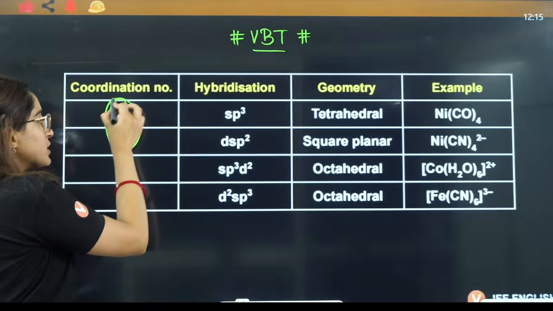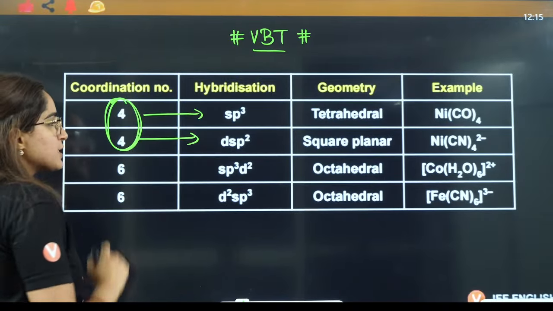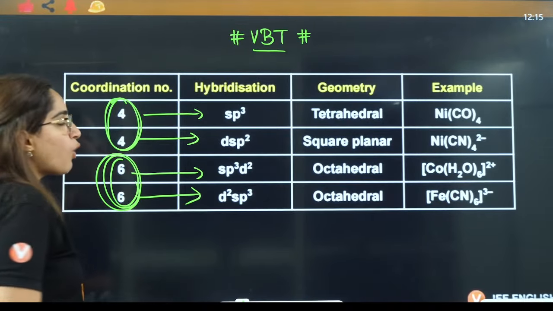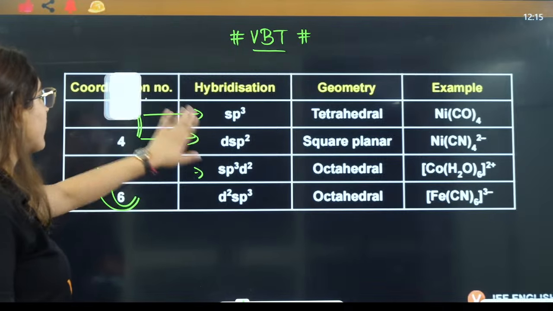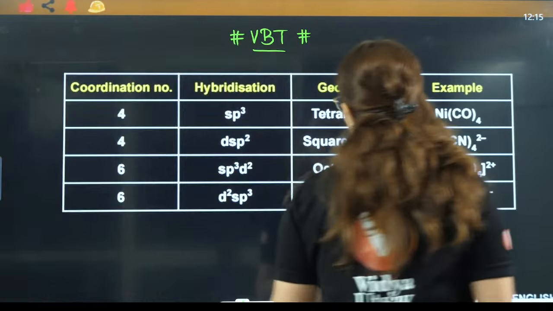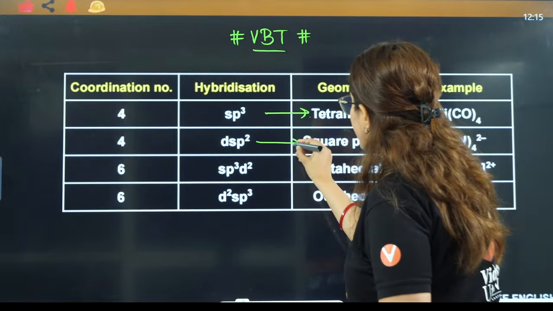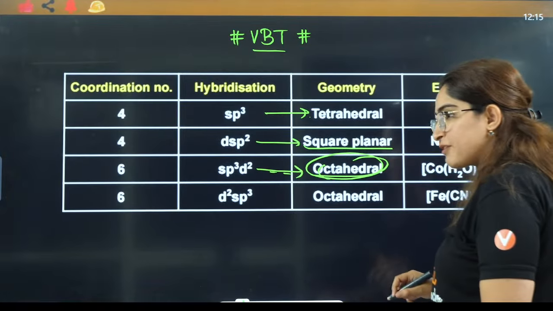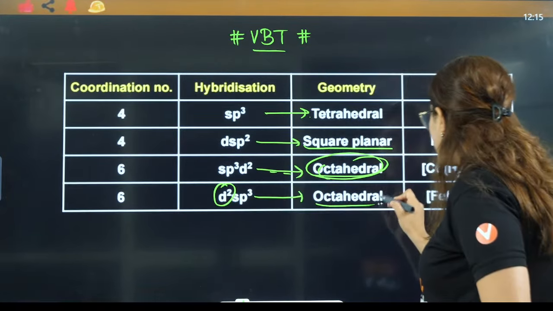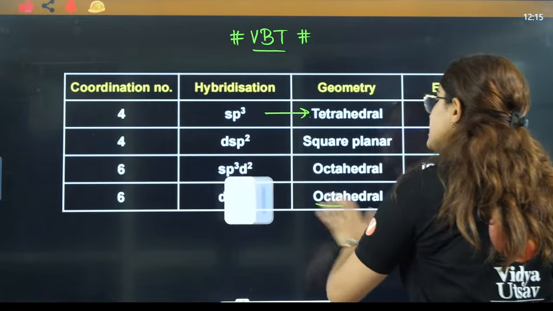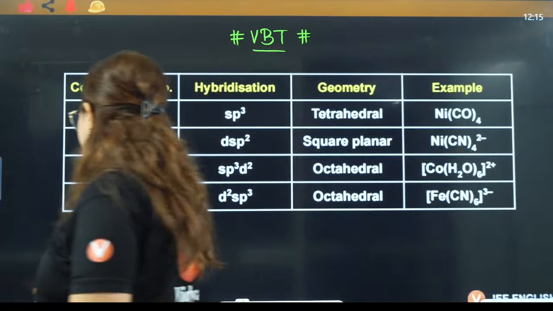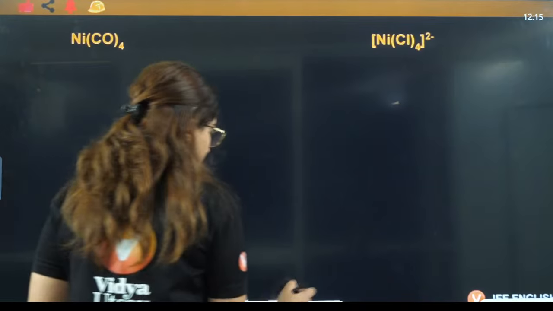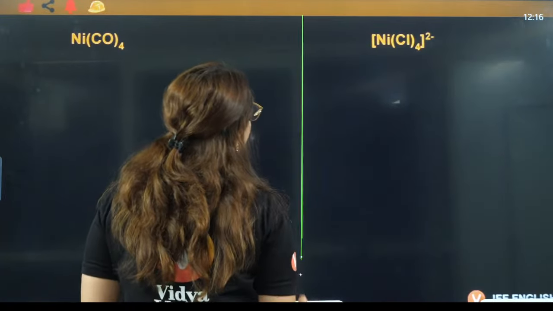If coordination number is 4, either it can have sp3 or dsp2 hybridization. If coordination number is 6, either it can have sp3d2 or d2sp3 hybridization. If it is sp3, it is regarded as tetrahedral. If it is dsp2, it is square planar. sp3d2 is outer octahedral, and d2sp3 is inner octahedral. Now one by one I'll explain how to solve this. You can't cram these things. You need to understand how to solve this in the exam, because a lot of questions are asked based on VBT.